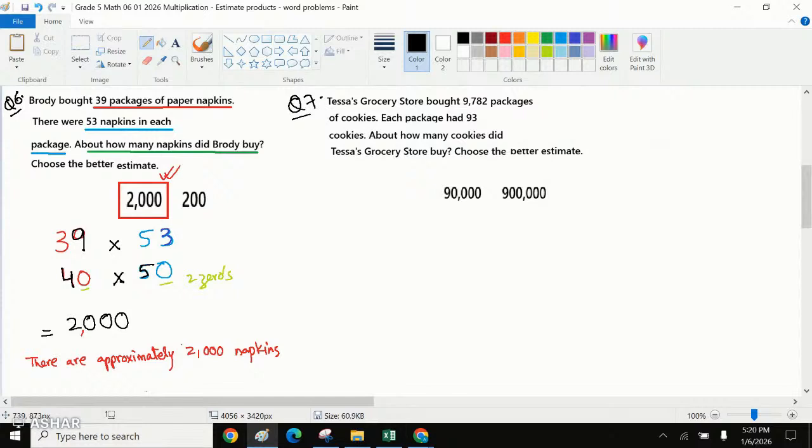Tessa's grocery store bought 9,782 packages of cookies, right? There were 9,782 packs of cookies. Each pack had how many cookies? 93 cookies in it, right? That means we multiply by 93. The lesson is multiplication. We are doing estimating products and word problems.